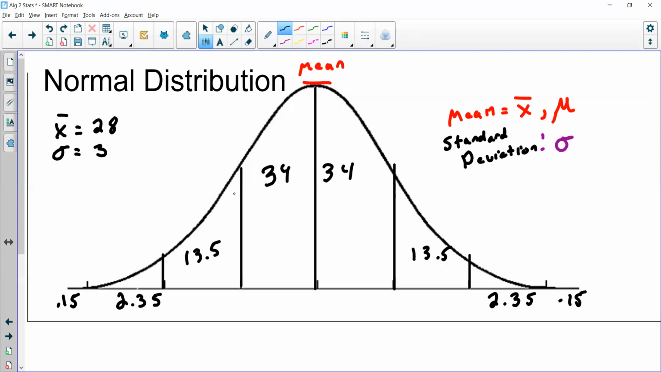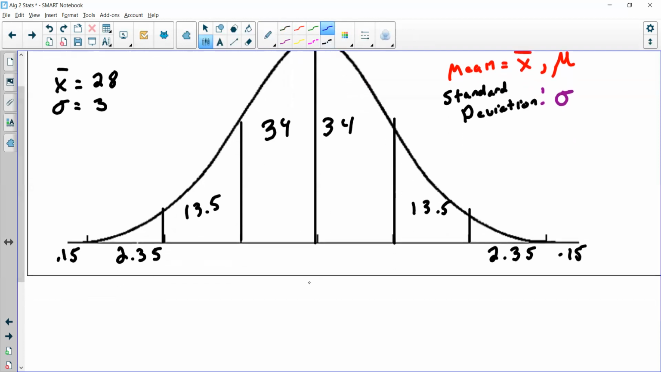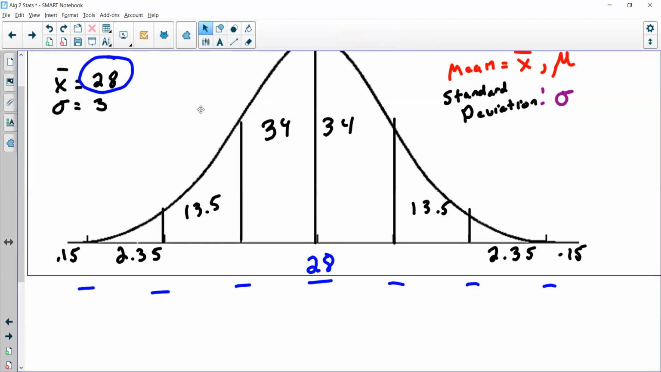So where does the mean belong? In the middle, on the left, or the right? Where should the average belong in the data? In the middle. Thanks, Nahum. It belongs in the middle. So we're going to put a number at the bar. Since the mean is 28, I'm going to put the number 28 in the middle. Because the number is 28, the mean, or the X bar, or the mu, I'm going to put 28 in the middle. The mean is always in the middle.